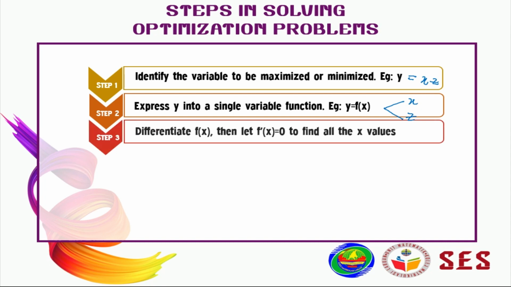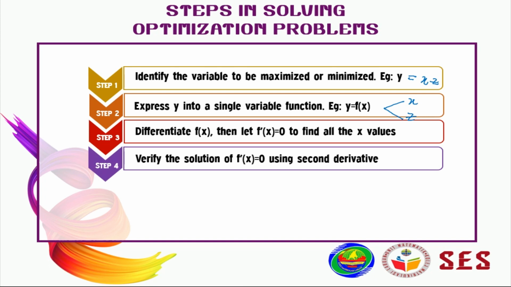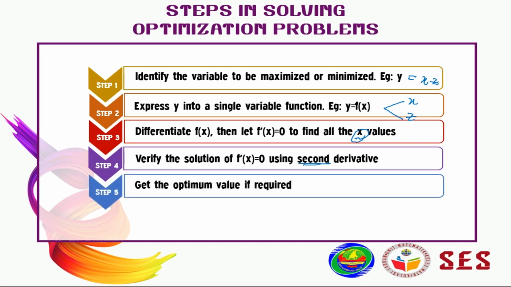Okay, and third, you need to differentiate f(x) and then let your first derivative equal to 0 to find all the x values. And the fourth step is you need to verify the solution: find your second derivative, and substitute the value of x that you have found in the third step into your second derivative. If the value is greater than 0, then you have a minimum. If the value is less than 0, then you have a maximum. Okay, so finally you need to get the optimum value if required.